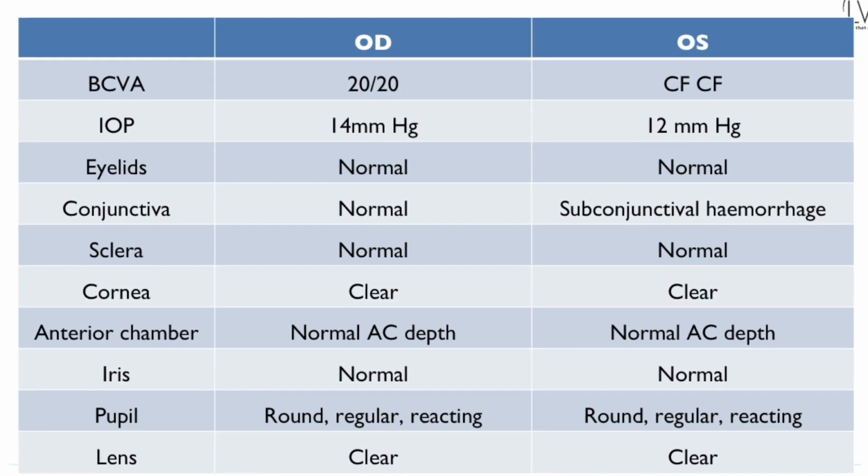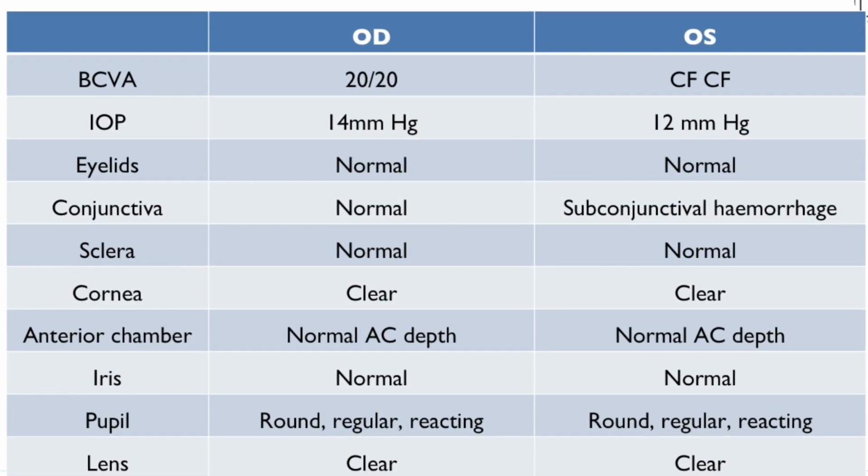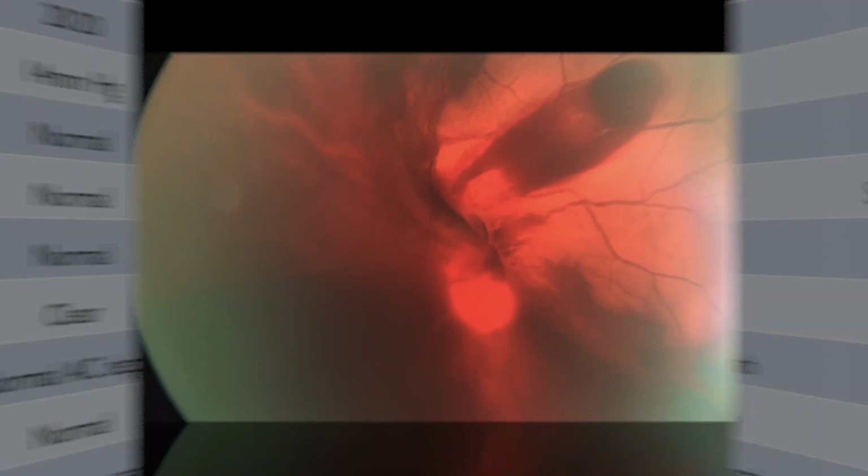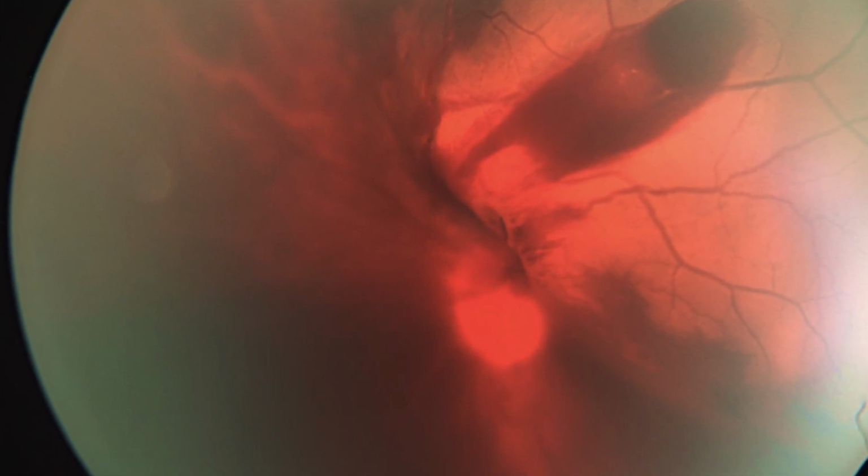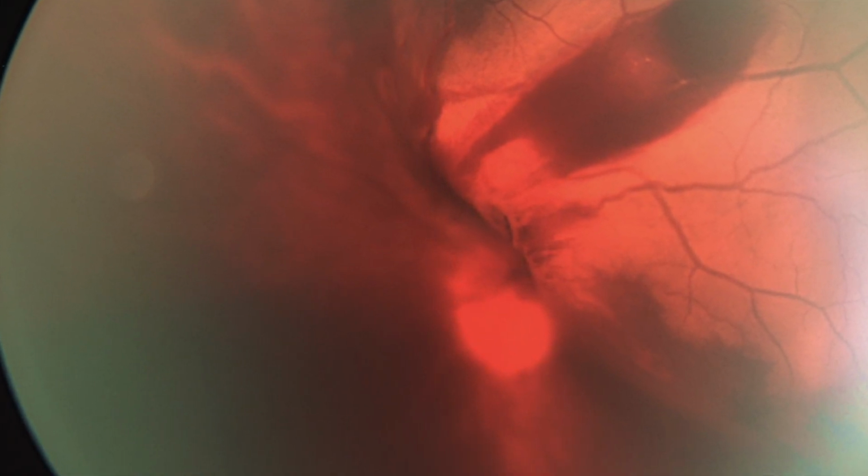Examination revealed the presence of subconjunctival hemorrhage in the left eye. Posterior segment examination revealed the presence of vitreous hemorrhage and massive subretinal hemorrhage, which extended beyond the temporal arcades.